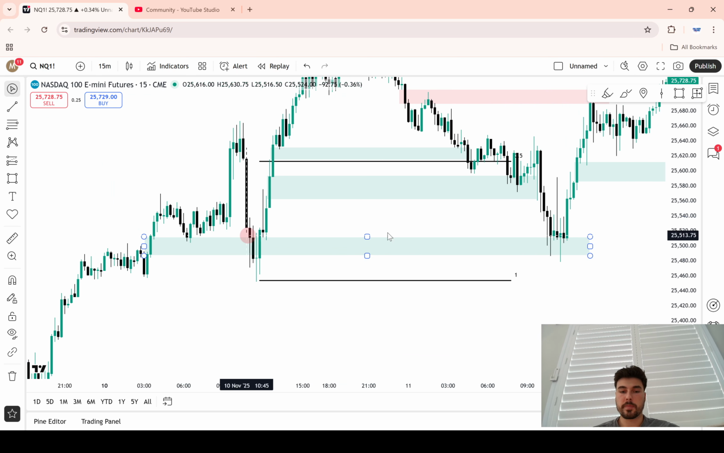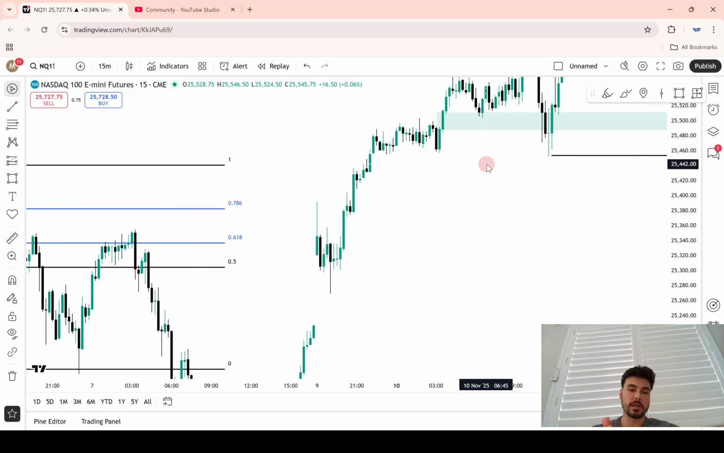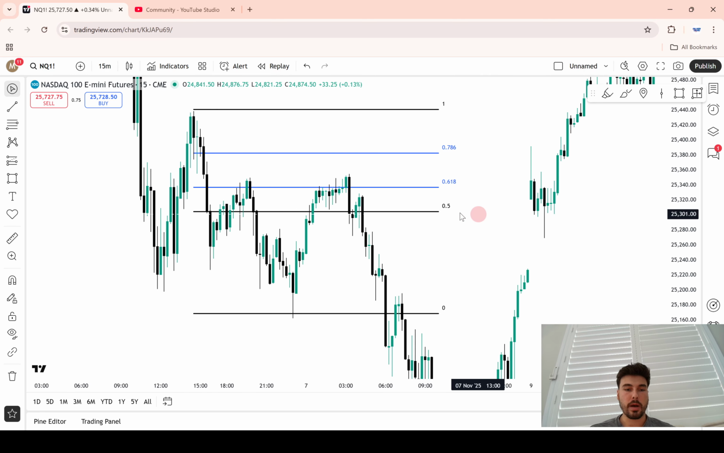We don't have to sweep that low again. We can just bounce from that gap. It's just support and resistance. That's all it is. And then say, for example, a bearish one.